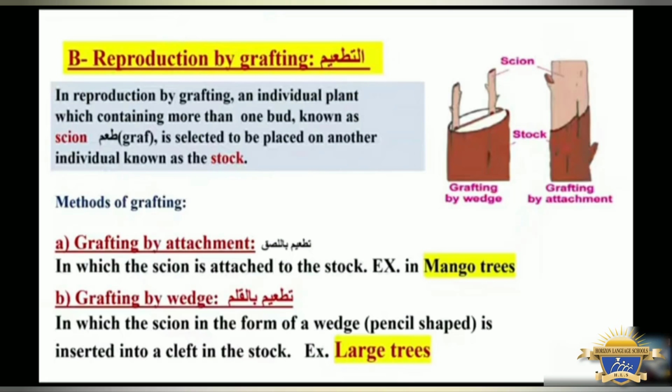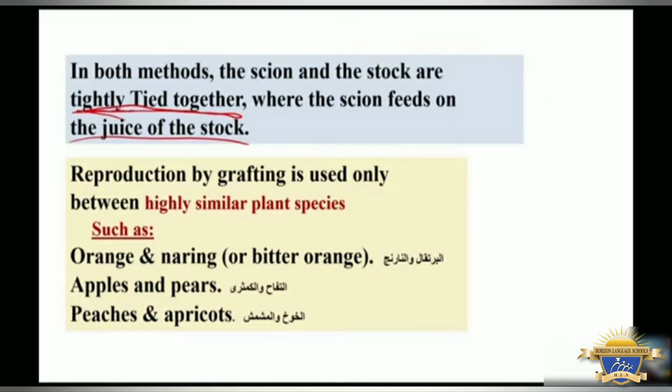Example in mango trees. Number 2. Grafting by wedge, in which the scion in the form of a wedge, pencil shaped, is inserted into a cleft in the stock. Example like large trees. As we see in the image, these are the methods of grafting: grafting by attachment and grafting by wedge. We have an important question at this point. Give reason. In both methods, the scion and the stock are tightly tied together. To make the scion feed on the juice of the stock.